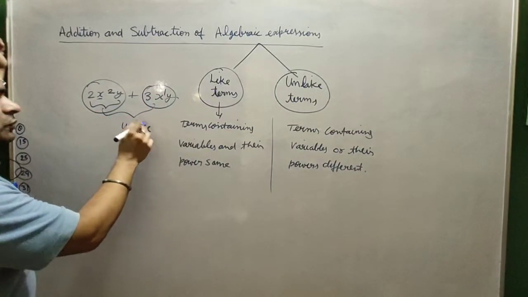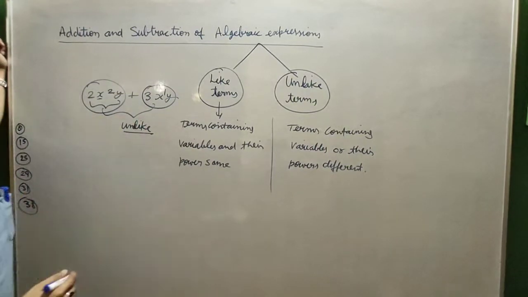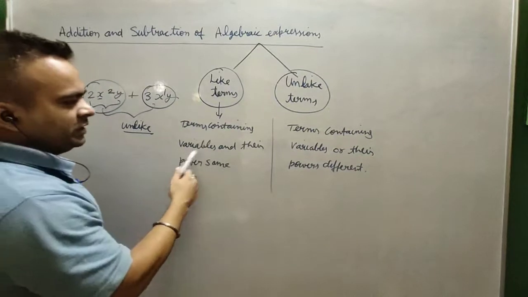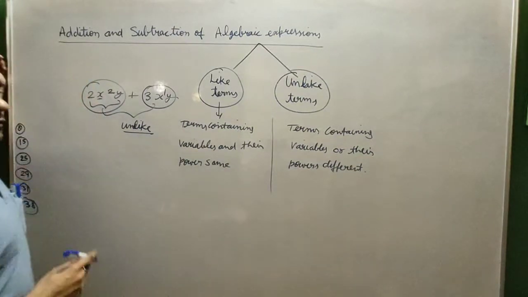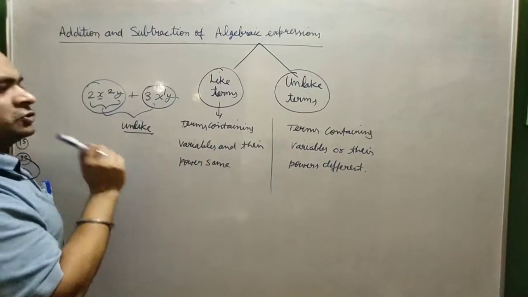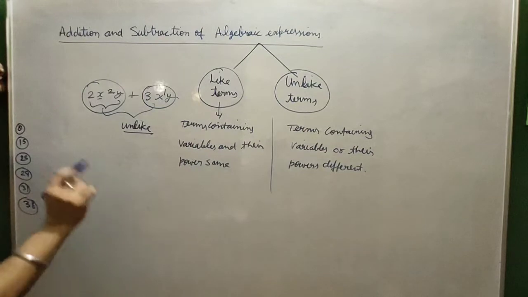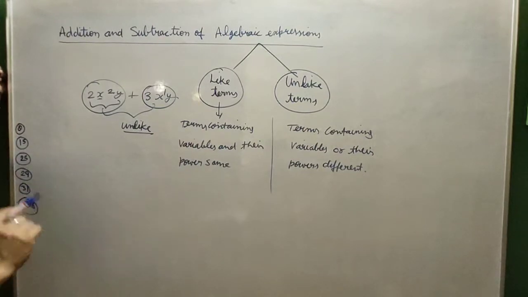So you have to be very specific, and one thing is also there: we will not see the constant part. We will check only the variables and their powers. We will check whether the variables and their powers are the same or not. If not, then we can directly say that they are unlike terms. This is the first thing to understand, the difference.